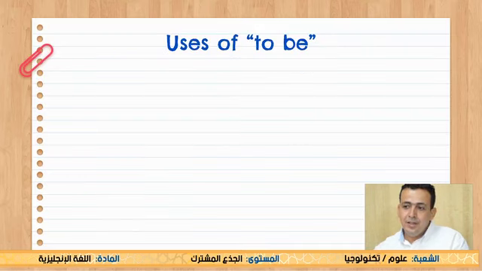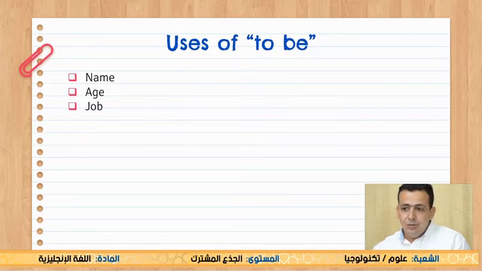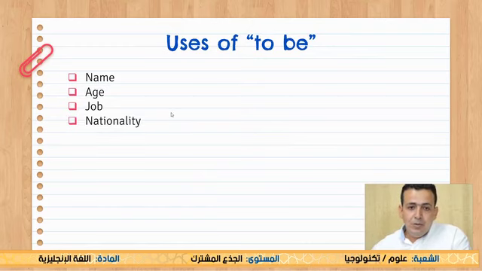The first one is we need this verb to express ourselves, especially when we talk about names. To give your name, you need to be, and then to give an idea about your age, you need the same verb. The third case is job. When you talk about your job, when you describe your job, you use the same verb, which is to be in the present simple. So let's see the fourth one, which is nationality. When you talk about your nationality, you need this verb as well.